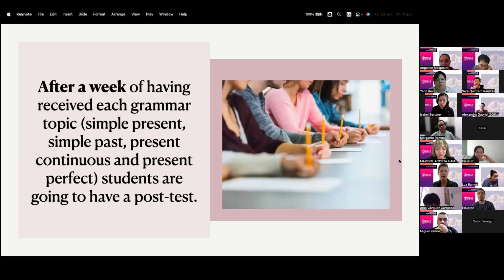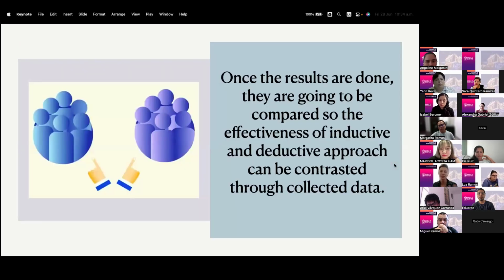What happens then? Well, after we are having the grammar topic, they have the post-test. And once the results are done, we are going to be able to compare them so we can read about the effectiveness of each of them through collected data.